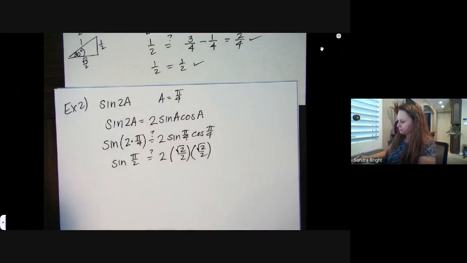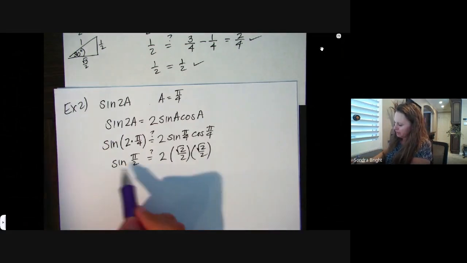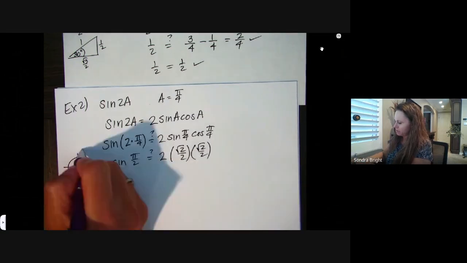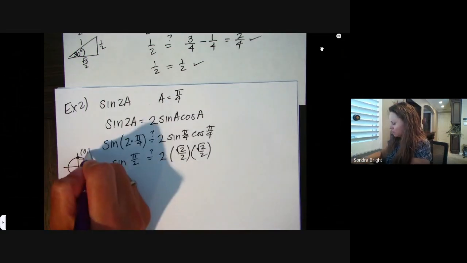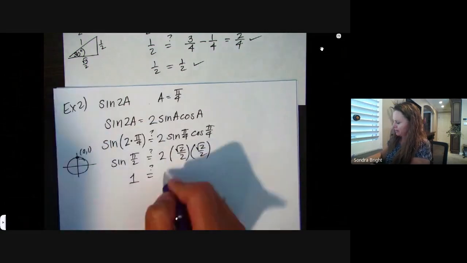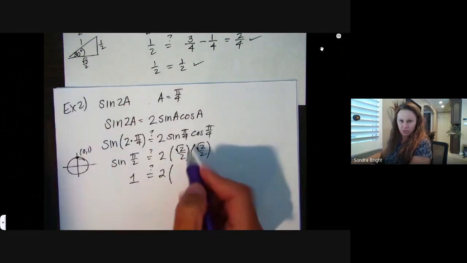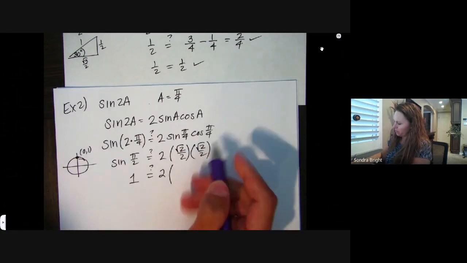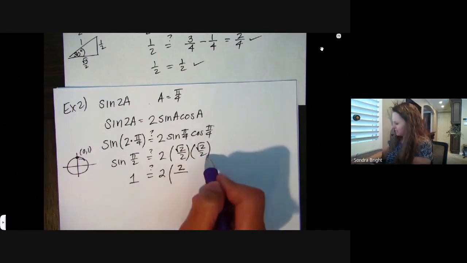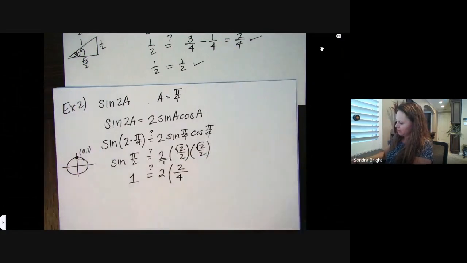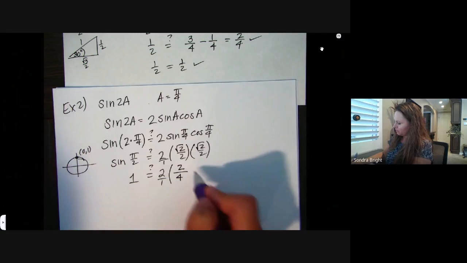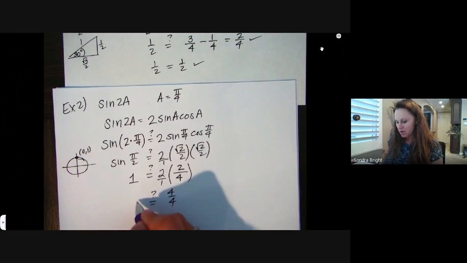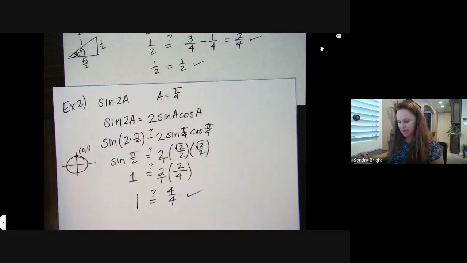Okay. Well, what's sine of pi over 2? Pi over 2 is 90 degrees. That's up here, and sine is the y value, so it's 1. So is 1 equal to 2 times rad 2 times rad 2, which is 2? And 2 times 2 is 4, and it's like a 2 over 1, if that makes sense. 2 over 1, well, that's 4 over 4. Yep. So we got those.